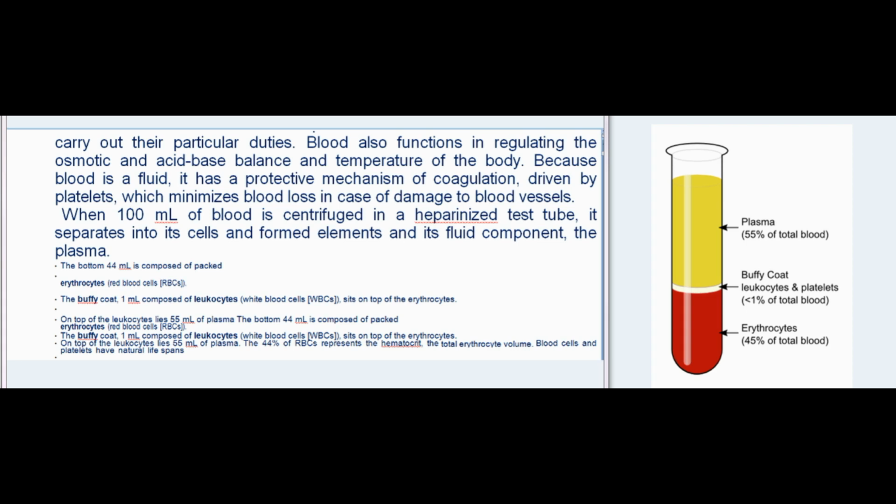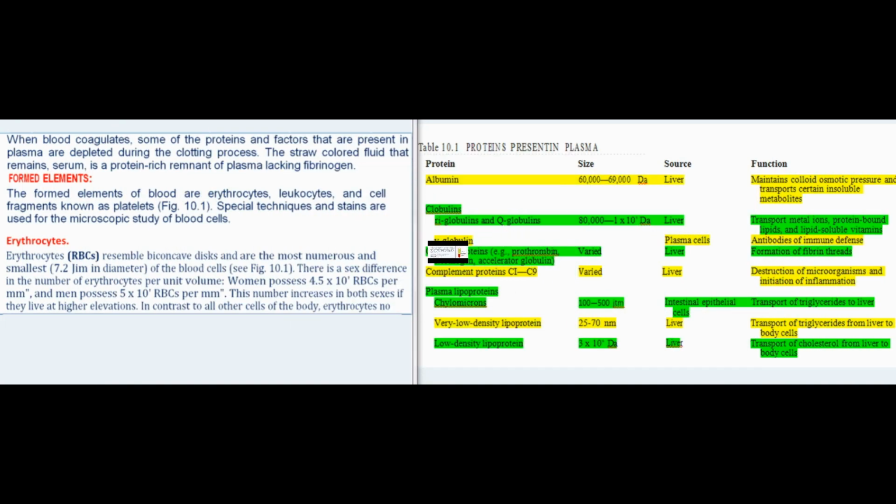The 44% of RBCs represents the hematocrit, the total erythrocyte volume. Blood cells and platelets have natural lifespans and must be replenished daily to maintain a constant number of each particular cell type in the circulating population. The process of this continuous renewal is known as hematopoiesis.